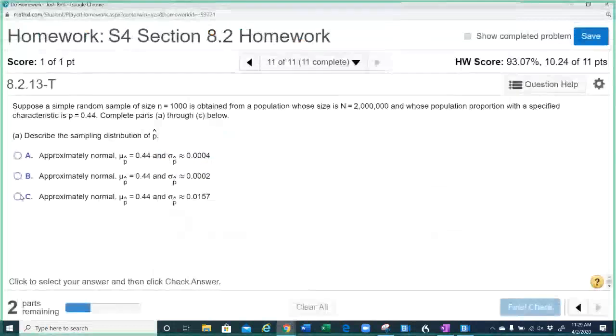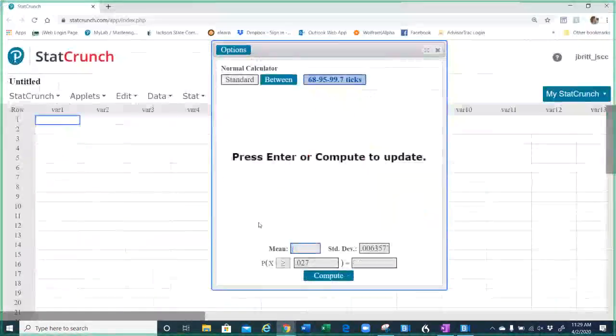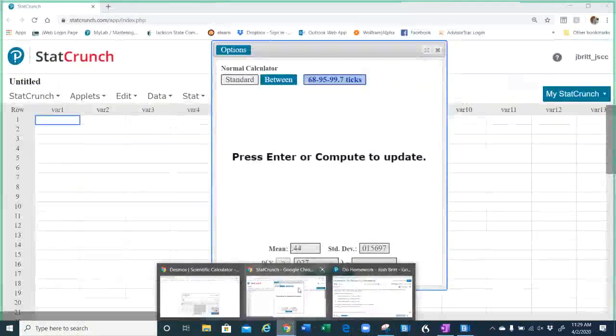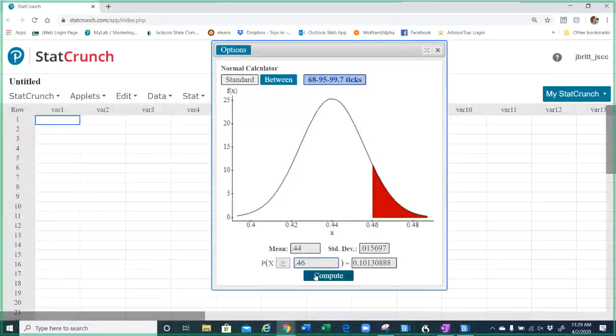So we got here. And then more than 460, again, you've got to do 460 out of the 1,000, which is more than 46%. So let's put in our mean, our standard deviation, 0.015697. And then more than 46%, which is 0.1013.